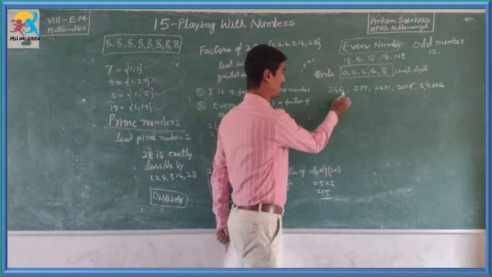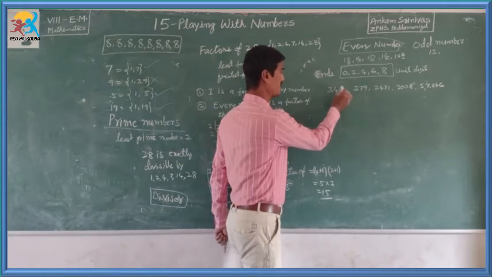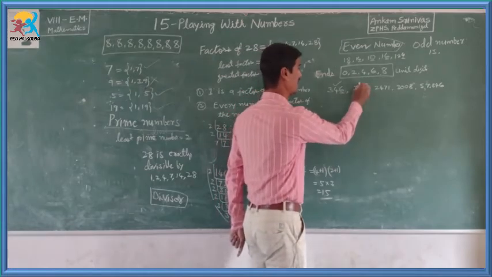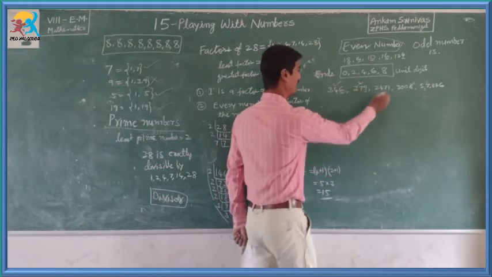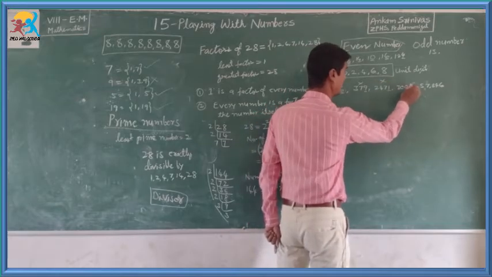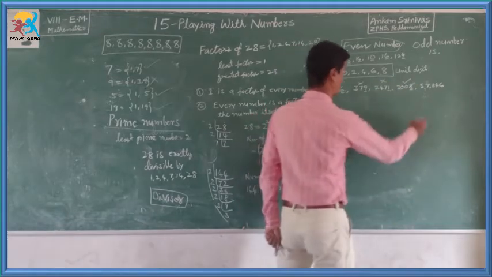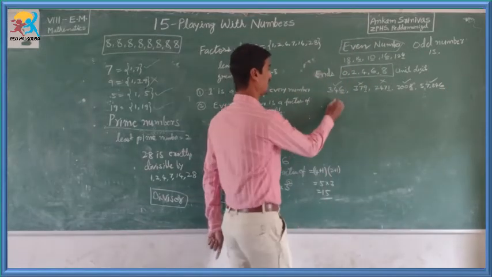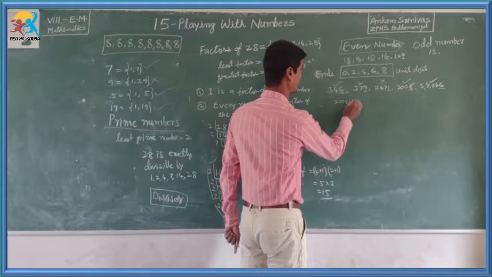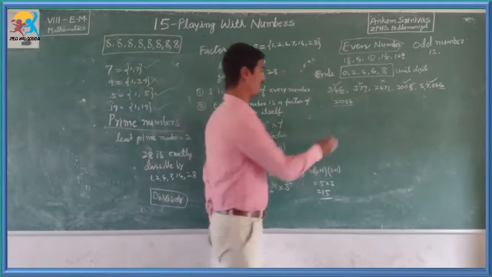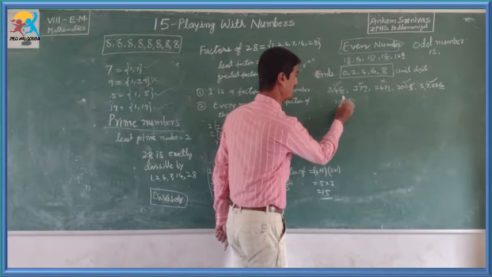Here the ending, that means unit digit, is 6, so it is divisible by 2. Ending is 9, not divisible by 2. Ending is 1, not divisible by 2. Ending unit digit is 8, divisible by 2. And 6, divisible by 2. Suppose I take 2084, it is divisible by 2 because the unit digit is 4.